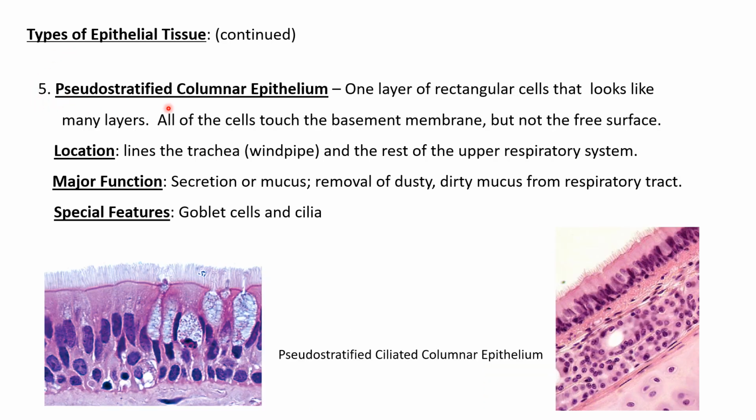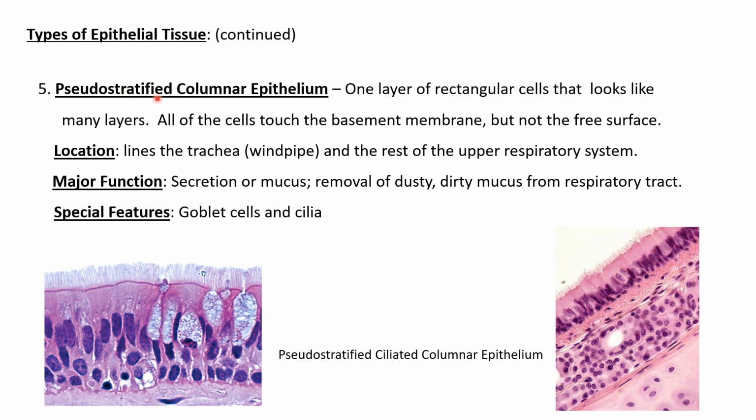Here is pseudostratified columnar epithelium. So columnar, they're going to be column shaped. And then pseudostratified. Stratified is layers, but pseudo means false. So this is one layer of rectangular cells that looks like many layers. So remember before we had simple columnar epithelium, which is one layer of rectangular cells, and then they had the nuclei all at one level.